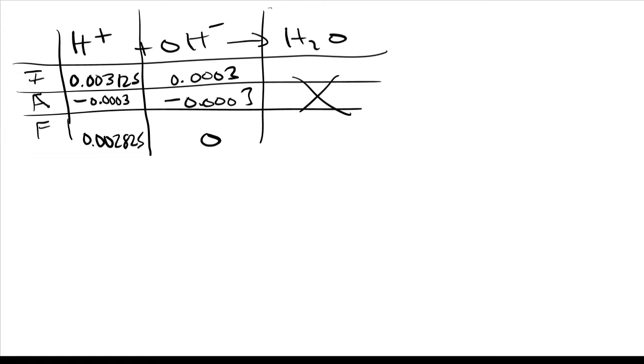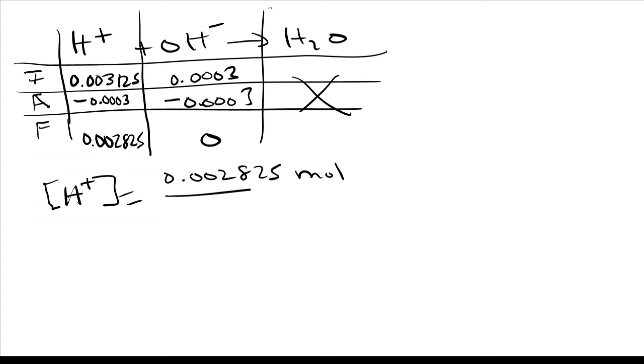We can go ahead and do the pH now. So let's first find the hydrogen ion concentration. Hydrogen ion concentration equals the amount here. Remember, these are in moles, divided by the total volume. So what's the total volume?